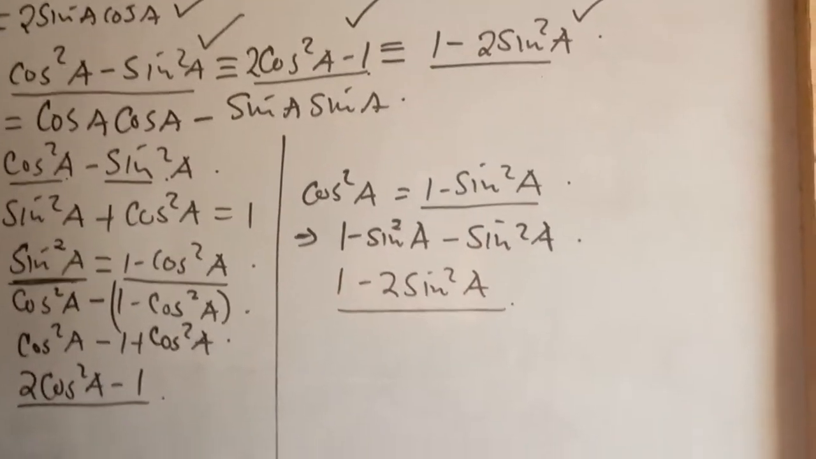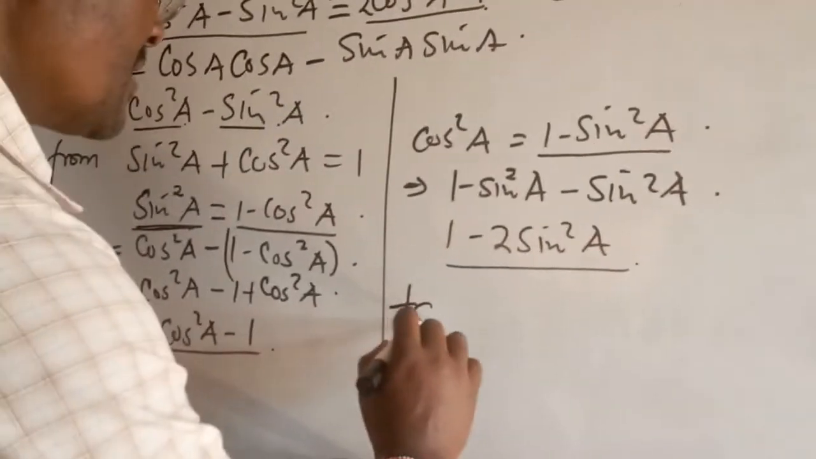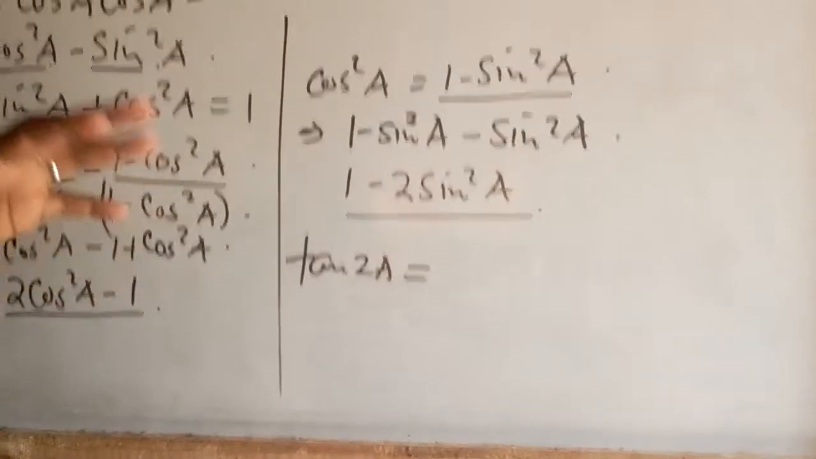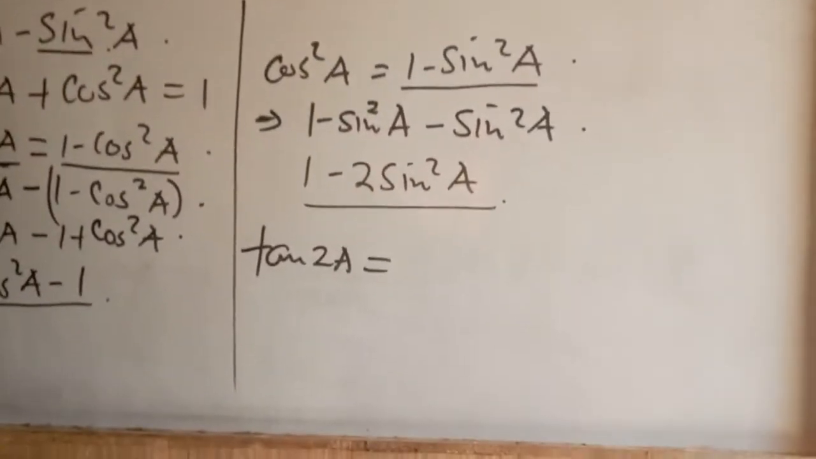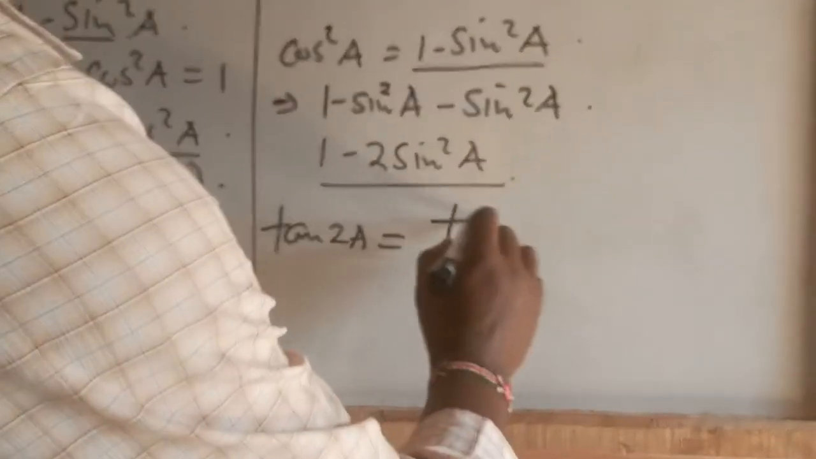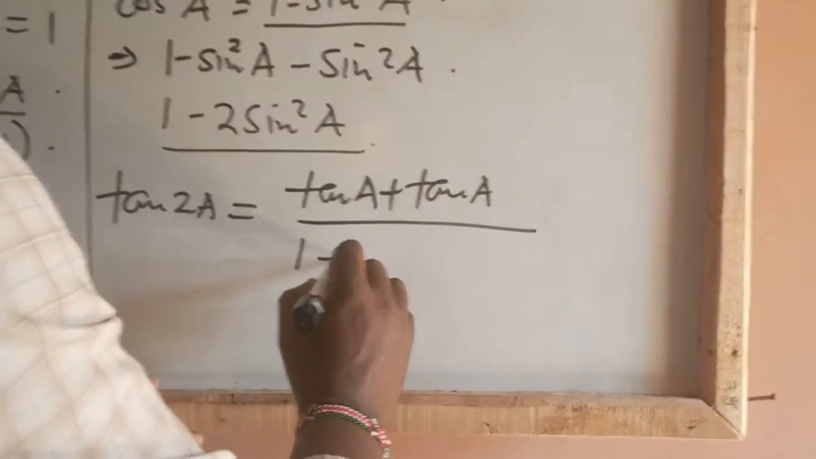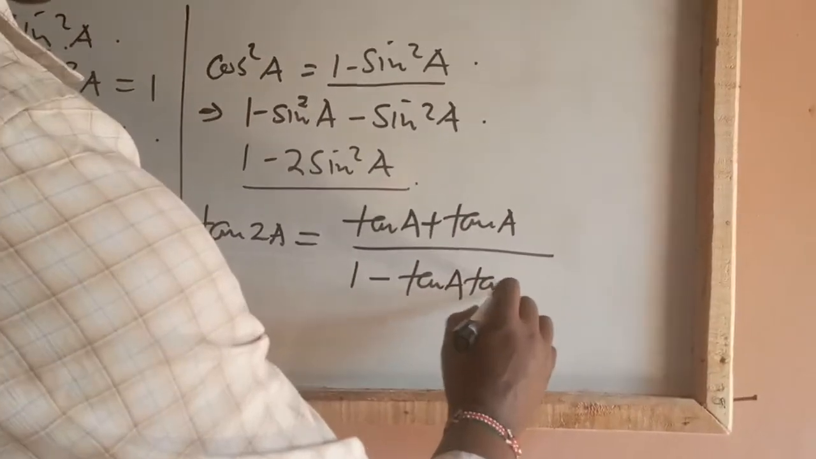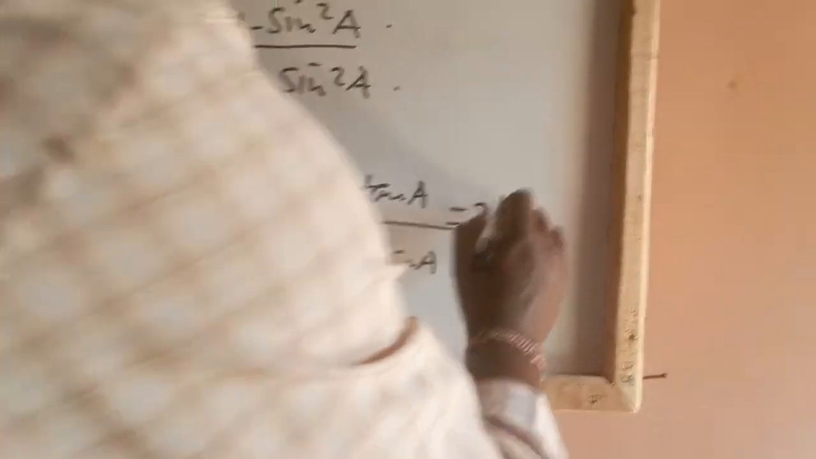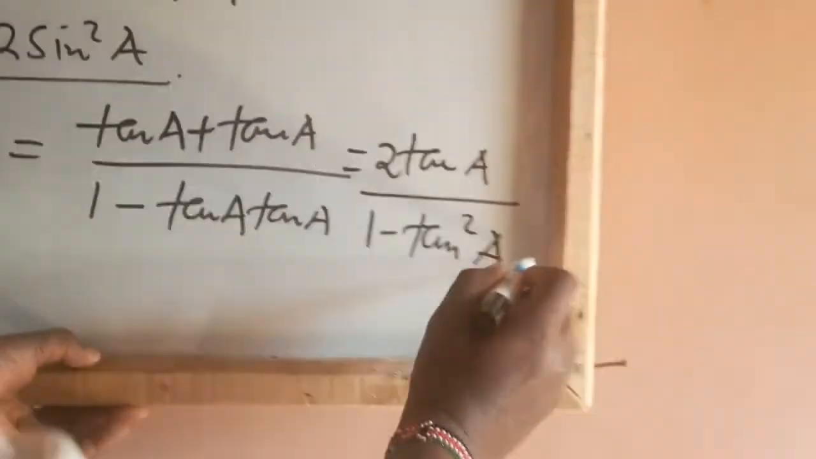But it is the tan of 2A which we now need to express so that we can highlight all of them and write them properly. If you talk about tan A plus B, this is supposed to be given by tan A plus tan A all over 1 minus tan A tan A, according to the previous understanding, which gives us basically 2 tan A over 1 minus the tan squared of A.